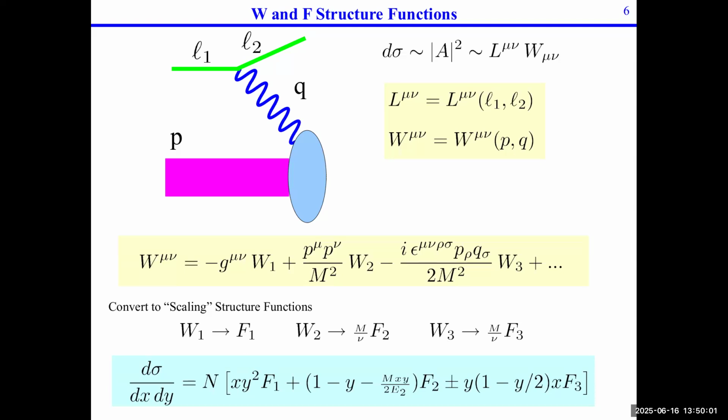And so historically, we used the W notation, but then we converted to the so-called scaling structure functions, these F's, with this notation here, and then that's your cross-section. And again, these F's just parameterize our ignorance. We don't know what these are, we can't calculate these, but we're going to try to measure them.